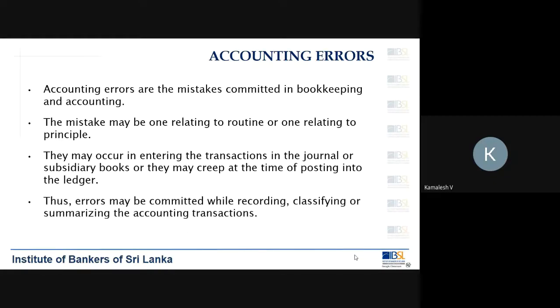So therefore, errors may be committed while recording, classifying, or summarizing the accounting transactions. Okay, so we record transactions, we classify transactions. When you say classify, what does it mean? We classify them whether it is an asset or a liability or income or expense, whatever. That is your classification. And also, when you post transactions, you also do a summarization. So errors can happen at any of these stages.